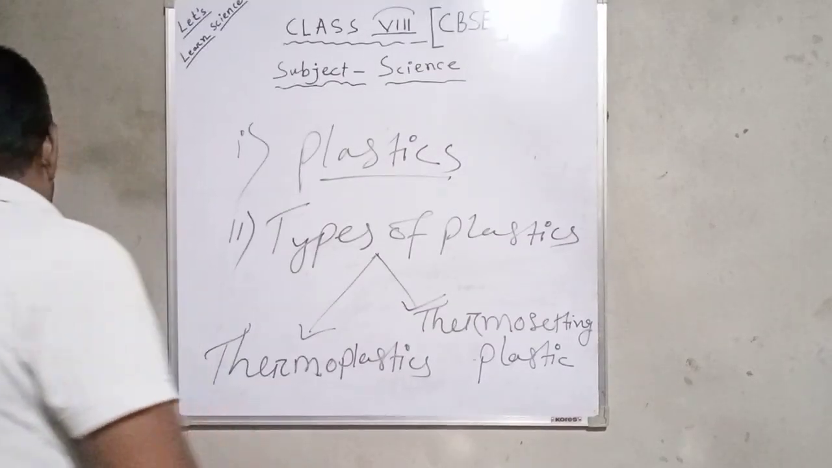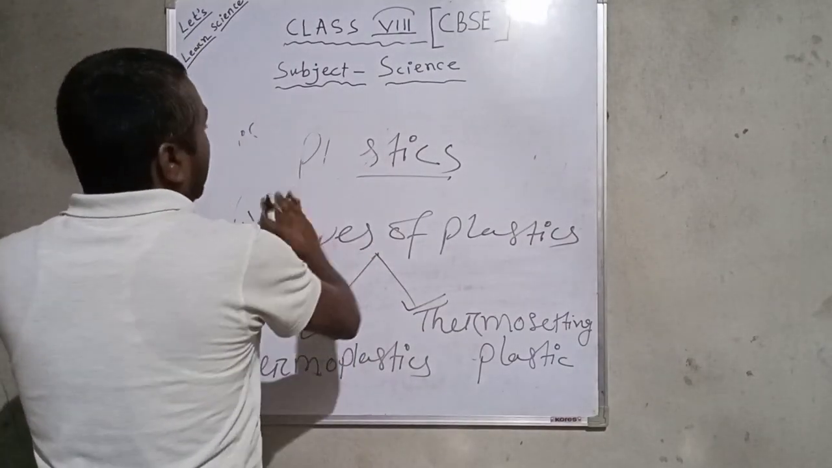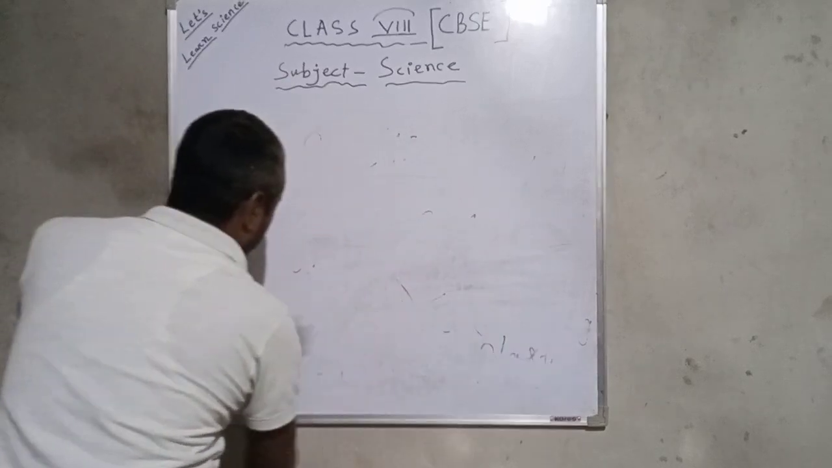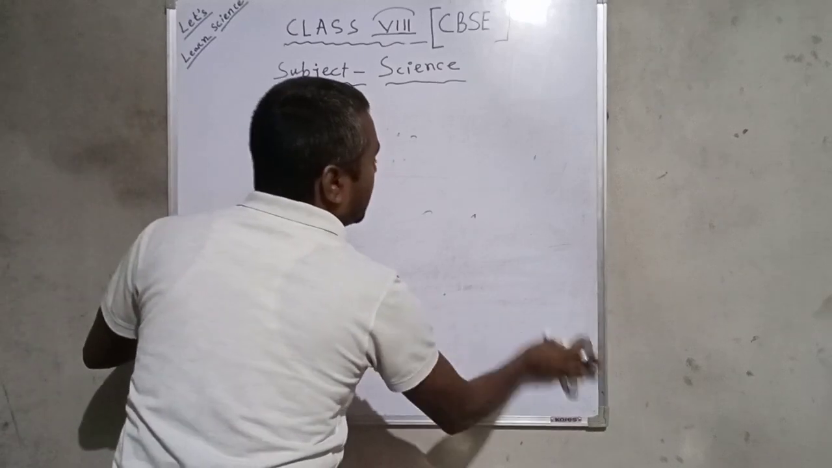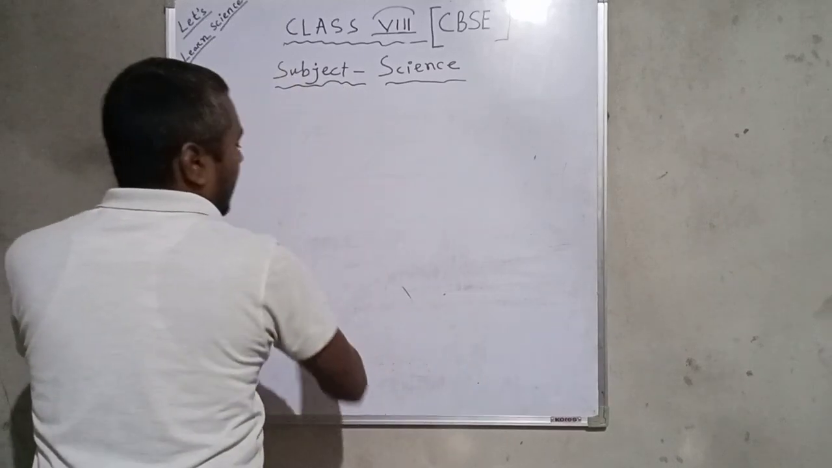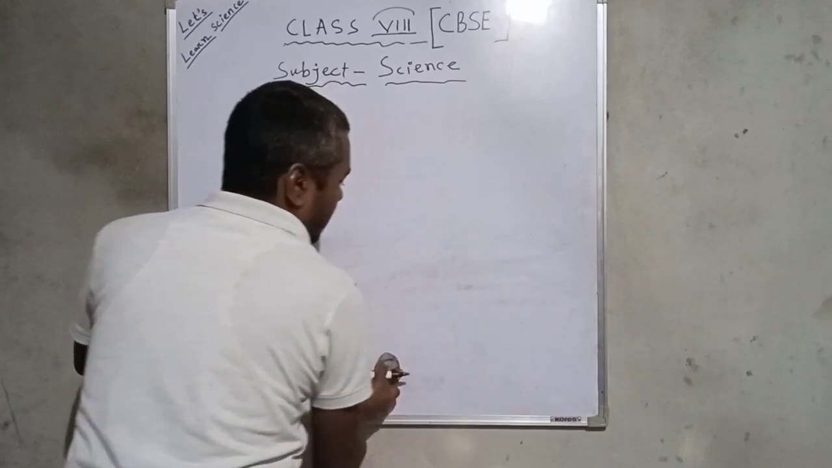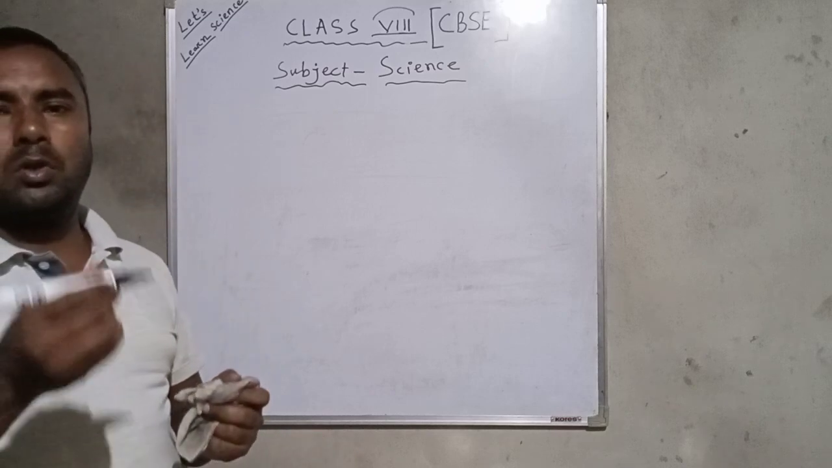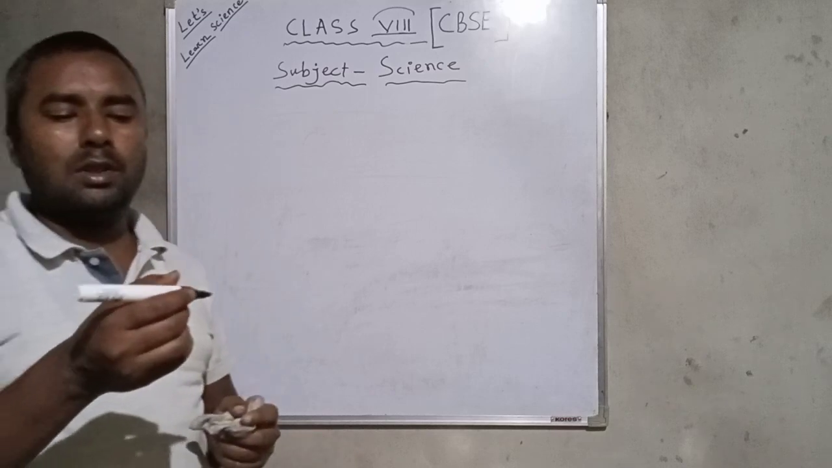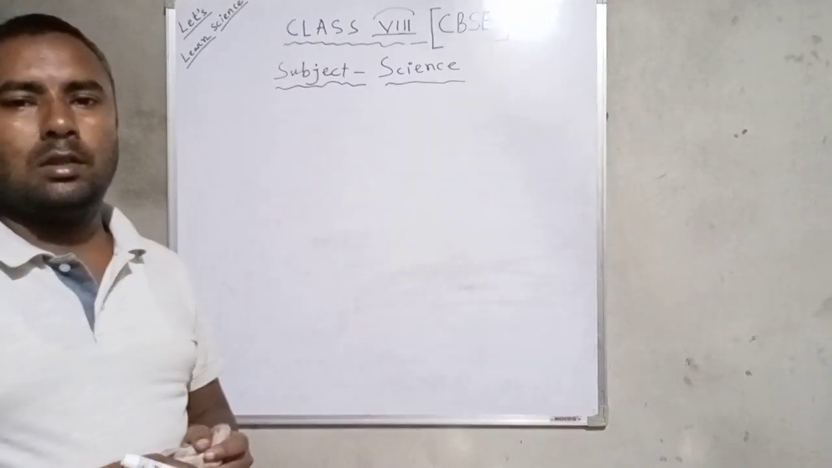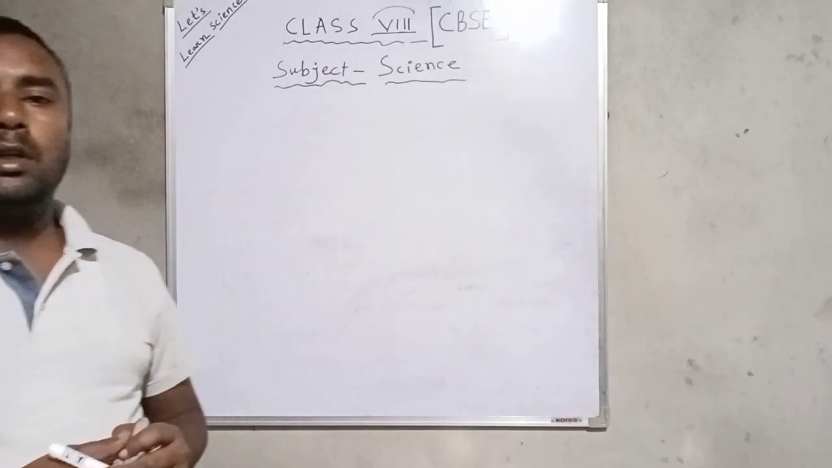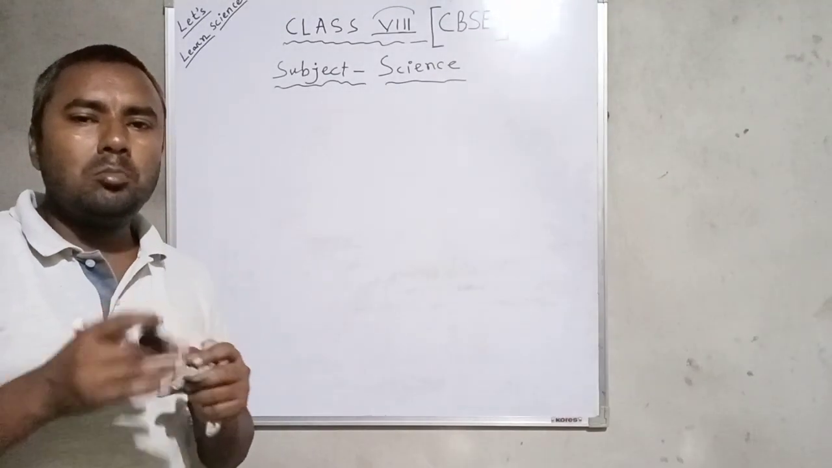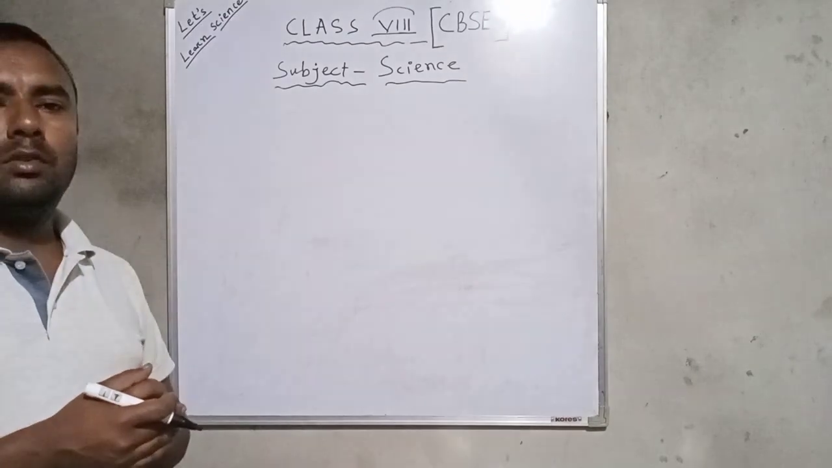Then you will be able to learn the properties of why we are using plastic in every aspect of our day-to-day life. Yes or no? I am writing with this whiteboard marker pen. So some part of it is also made up of plastic. If you imagine, then easily you can understand the importance of plastic in our day-to-day life.